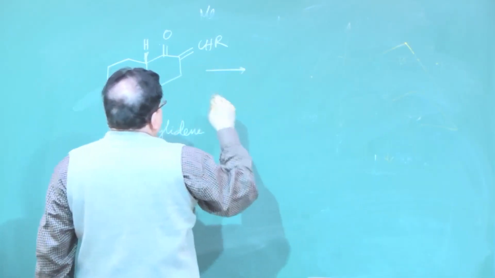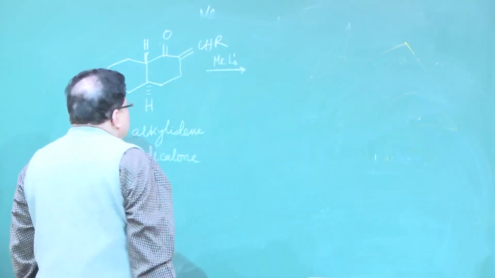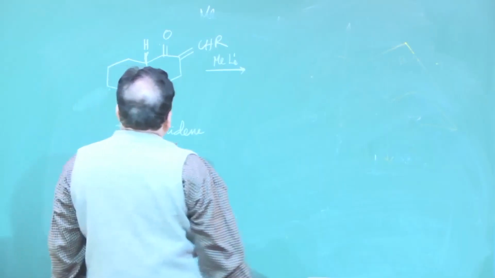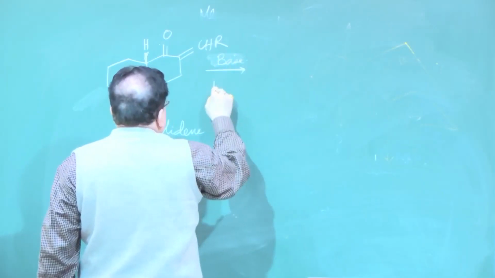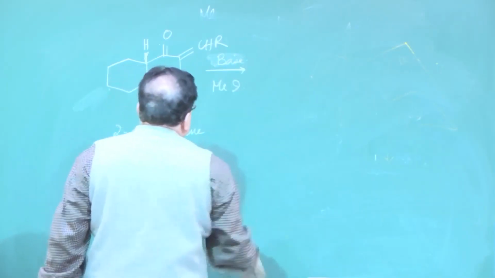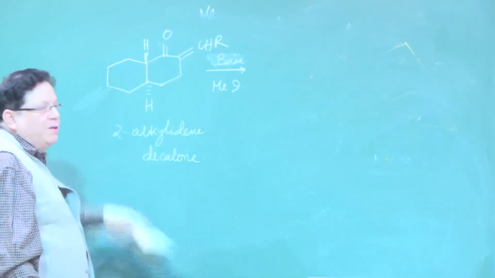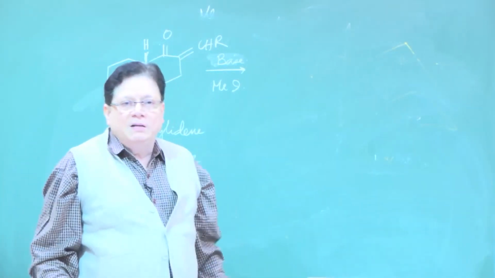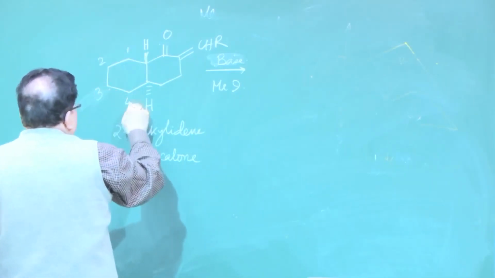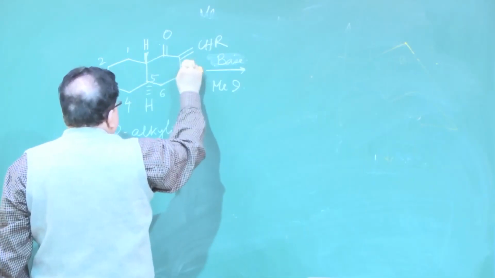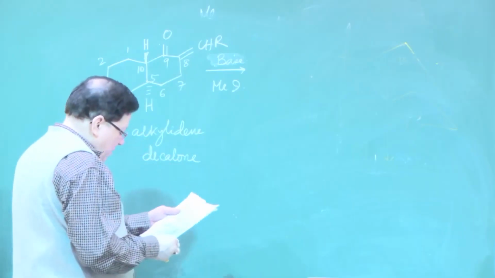So, that will be treated with a base, not methyl lithium, a base, and then suppose methyl iodide. Okay. So, the base will abstract this hydrogen, it forms the enolate, and then the enolate will be alkylated, methylated at this position. Okay. So, this is the C10 position, 1, 2, 3, 4, 5, 6, 7, 8, 9, 10. So, the question is, what is the geometry of this product?